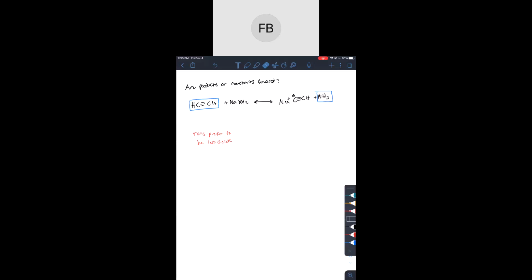Can you repeat the question? So I was saying, which one's more acidic out of the two acids that I've circled? Oh, probably NH3 because the N. Right.